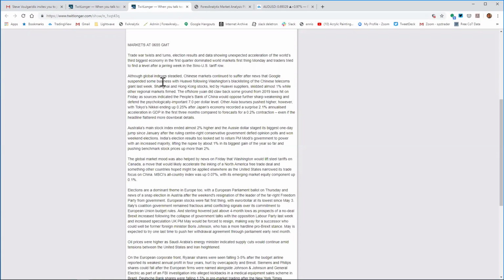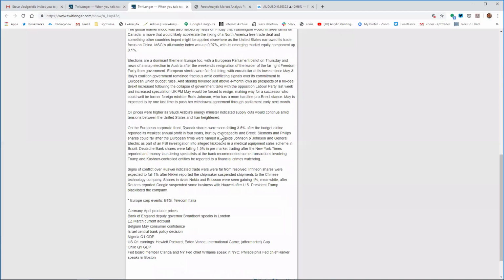Shanghai and Hong Kong stocks, led by Huawei suppliers, skidded almost 1%, while other regional markets firmed. The offshore yuan did claw back some ground from the 2019 lows. Australia's main stock index ended up almost 2% higher, and the Aussie dollar staged its biggest one-day jump since January after the ruling centre-right Conservative government defied opinion polls and won weekend elections. The global market mood was also helped by news on Friday that Washington could lift steel tariffs on Canada, a move that would likely accelerate a North American free trade deal, and some hope it might be applied elsewhere as the U.S. narrowed its trade focus on China.